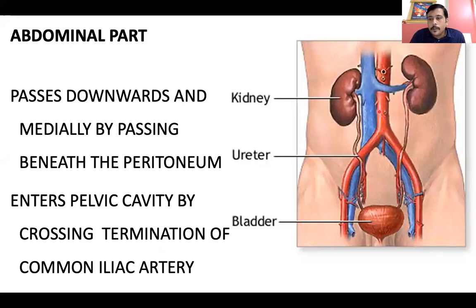Okay, so the common iliac arteries are the terminal branches of the abdominal aorta. So the common iliac arteries, after running for a short course, again terminate by dividing into external and internal iliac arteries. So at that particular termination of the common iliac artery, the ureter will cross and move downwards to form the pelvic part. Okay, that is the pelvic part.